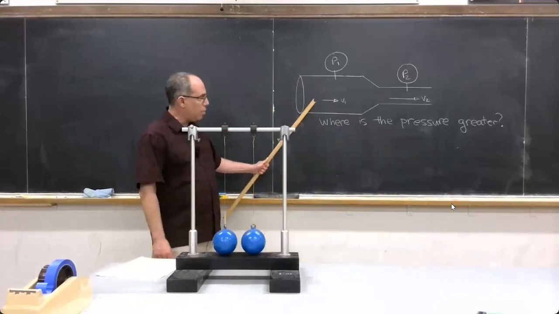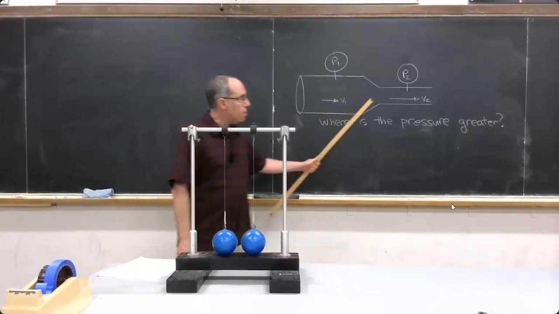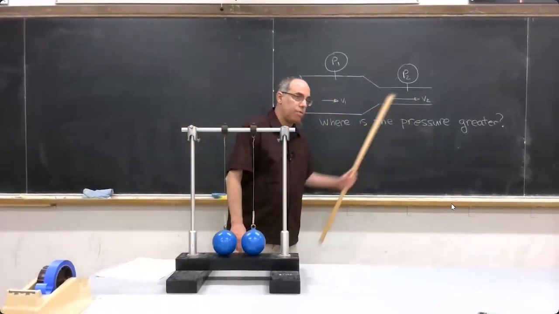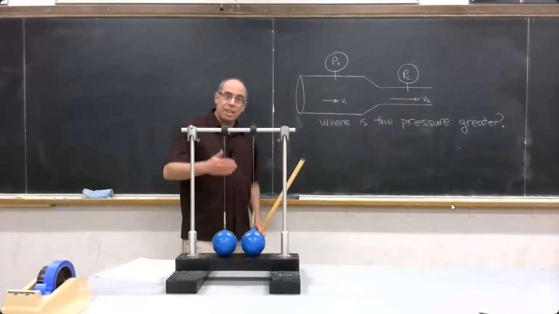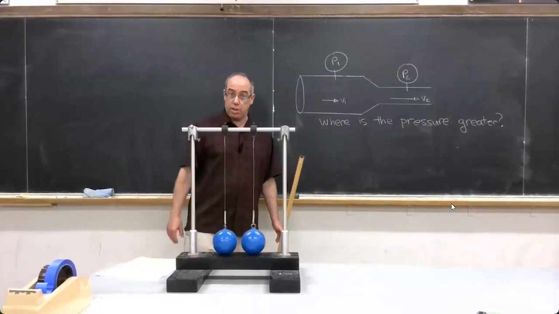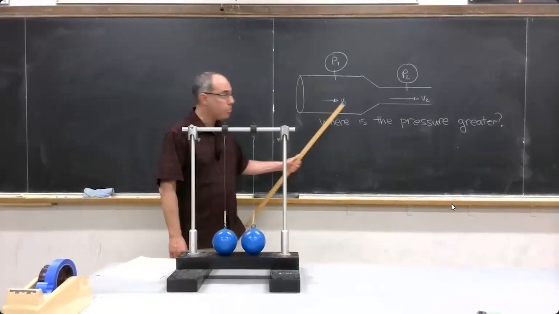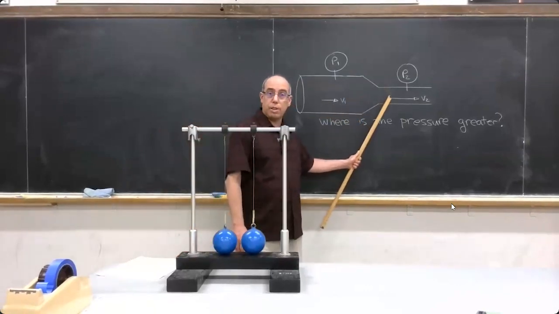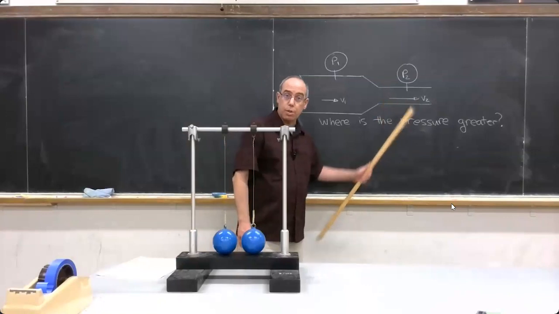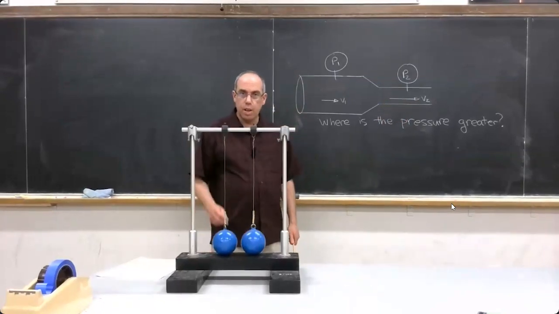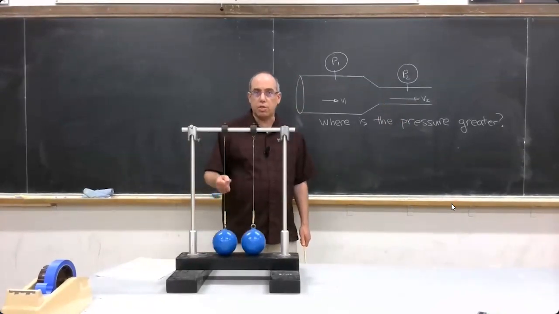If we have a region where the fluid is flowing slower and a region where the fluid is flowing faster, then in which region is the pressure greater? Is the pressure greater here where the fluid is slower, or is the pressure greater here where the fluid is faster? We're going to do an experiment to try to answer this question.